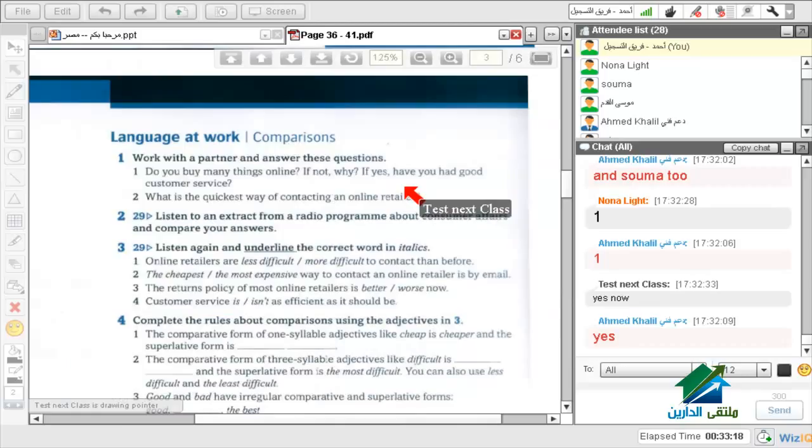No. Why? Because it needs lots of time. They didn't take care of my feedback. They didn't listen to my voice, so on, you know. So, what's the quickest way of contacting an online retailer?